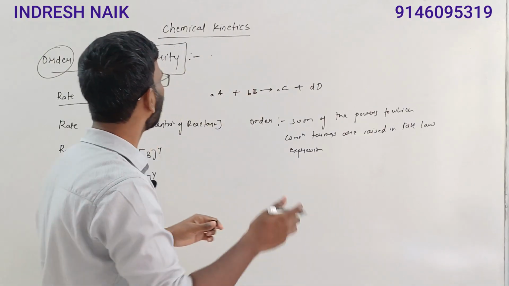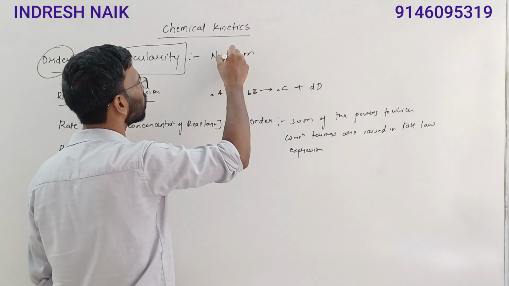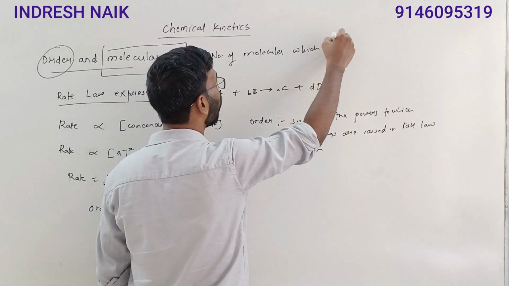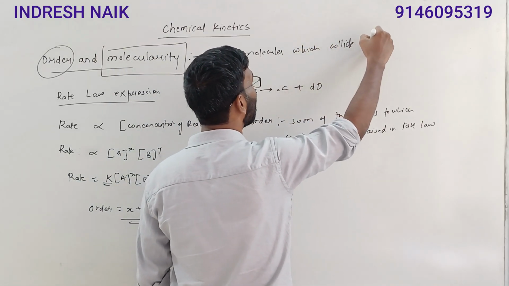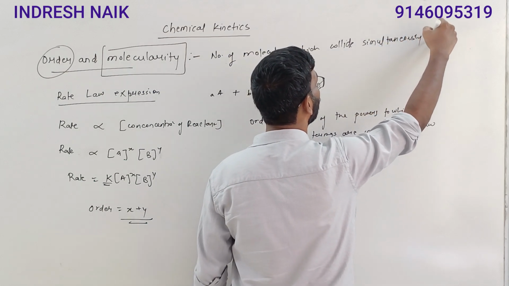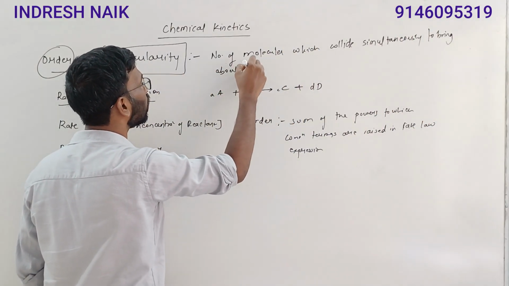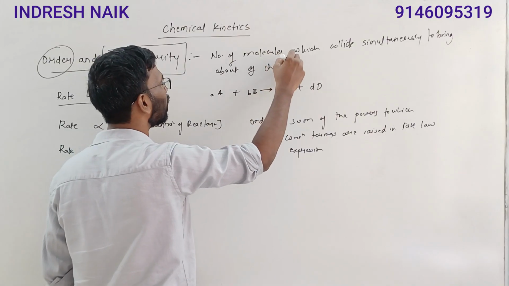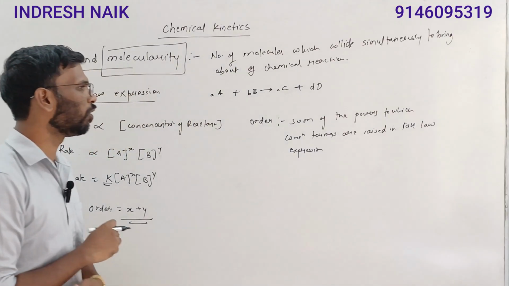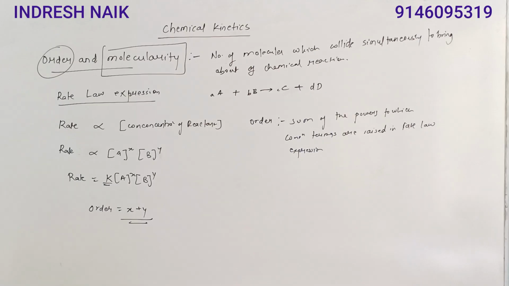So molecularity means the number of molecules which collide simultaneously to bring about a chemical reaction. That is what molecularity is. I'll take the concepts of order and molecularity together, then we'll solve some problems.